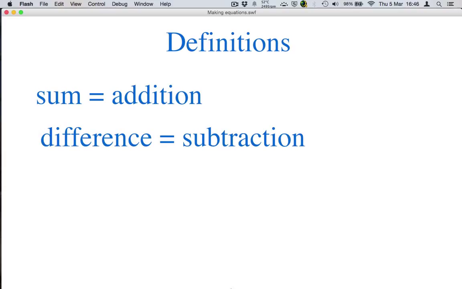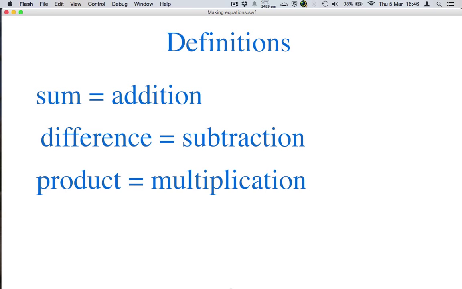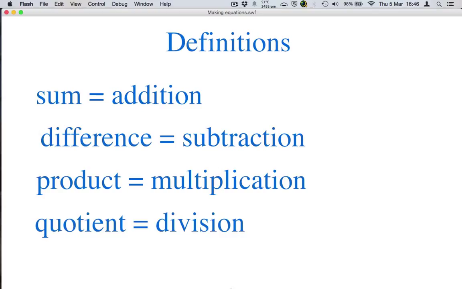Difference, or find the difference, is the result of a subtraction. So that means we would do a subtraction. Product is the result of a multiplication, so we multiply to get the product. And lastly, quotient is the result of a division. We divide to get the quotient.